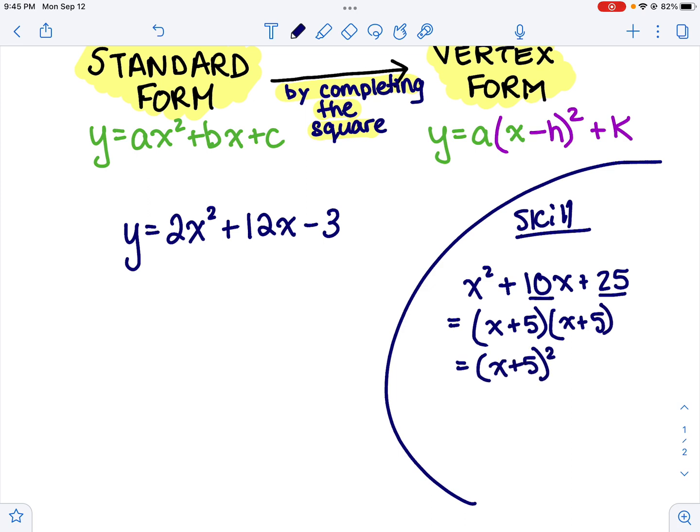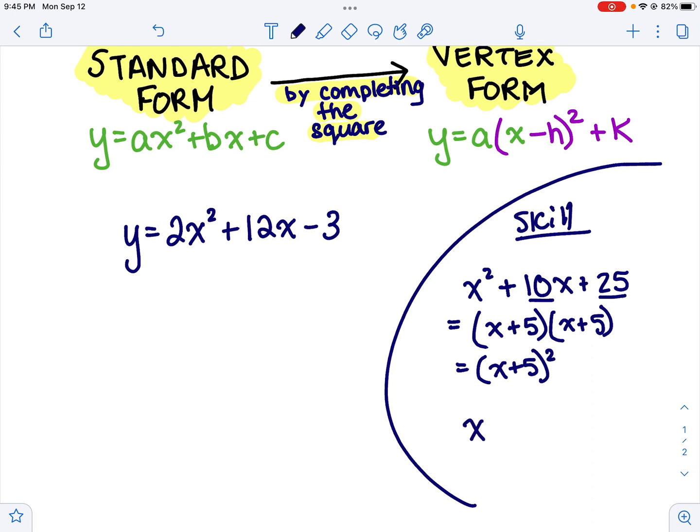So here's another way that I could write it. Here's another perfect square trinomial: x squared plus 12x plus 36. And how do I know it's a perfect square trinomial? Because when I look for two numbers that multiply to 36 and add to 12, I get the same two numbers, x plus 6, x plus 6. So I can write that as (x plus 6) squared.